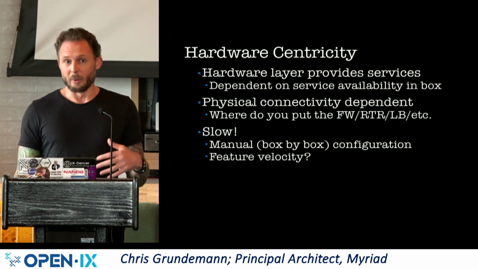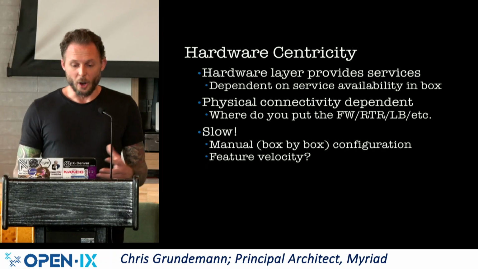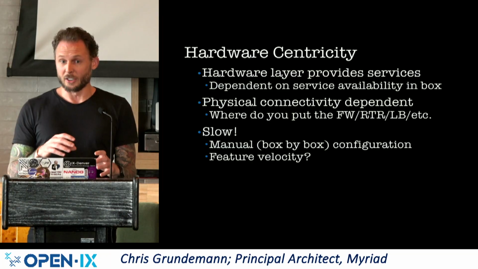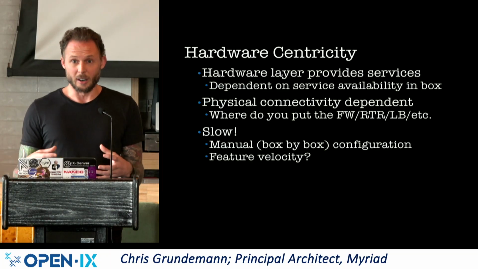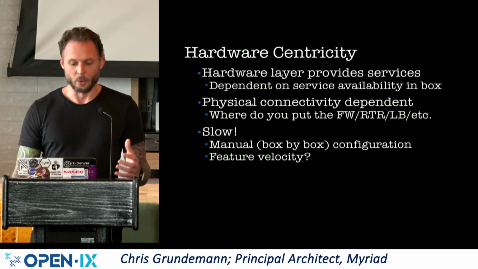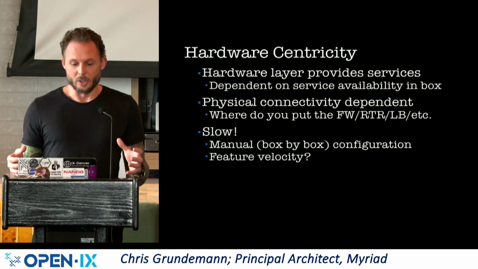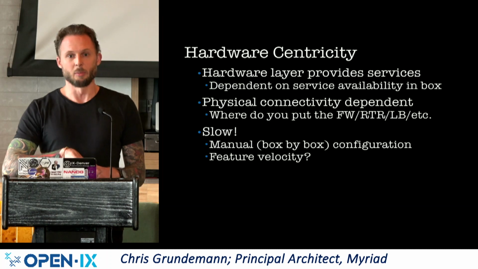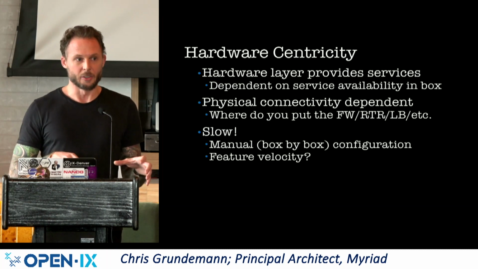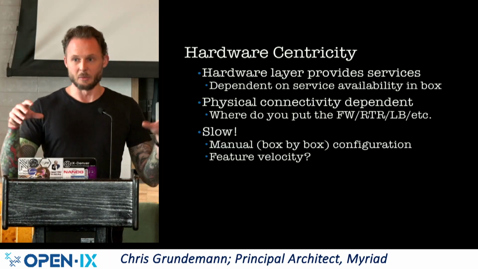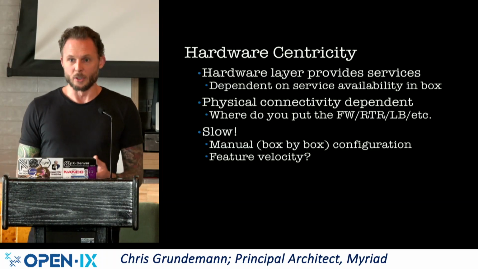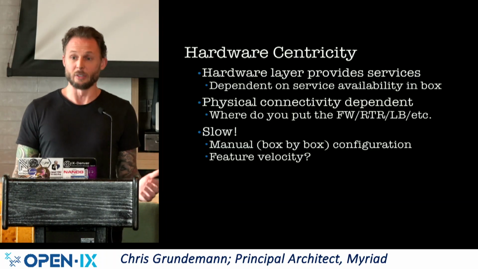One of the biggest problems here is that hardware centricity. The hardware layer is actually providing services, right? All those ACLs, all that stuff I was talking about in the aggregation and distribution layer, that's built into the hardware of that system, or at least the software that's tied to the hardware in kind of a mainframe style system. And so it's dependent on availability of that box, which means your physical connectivity is dependent on that, right? So you have to physically place firewalls, routers, load balancers in certain places in your network. You have to connect them in literally physical locations in order to get them to work, which can be a problem if you're trying to scale out or grow fast or do different things with the network.